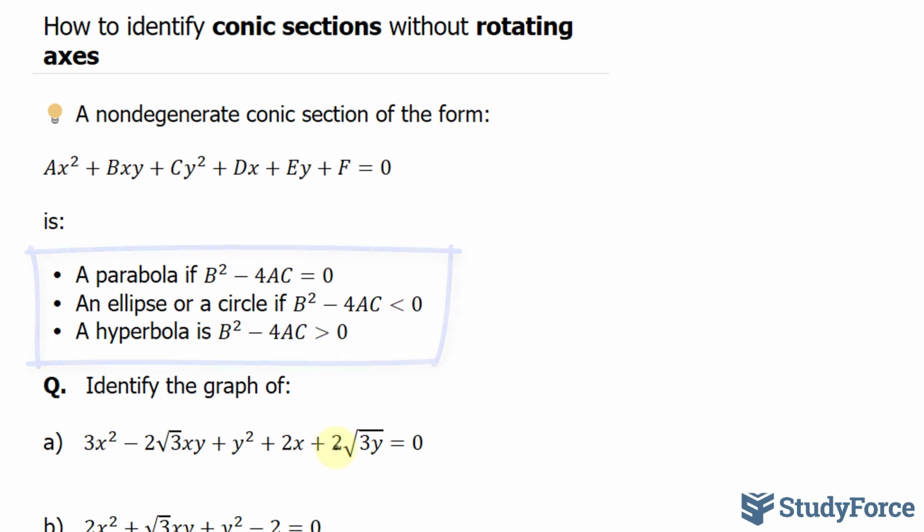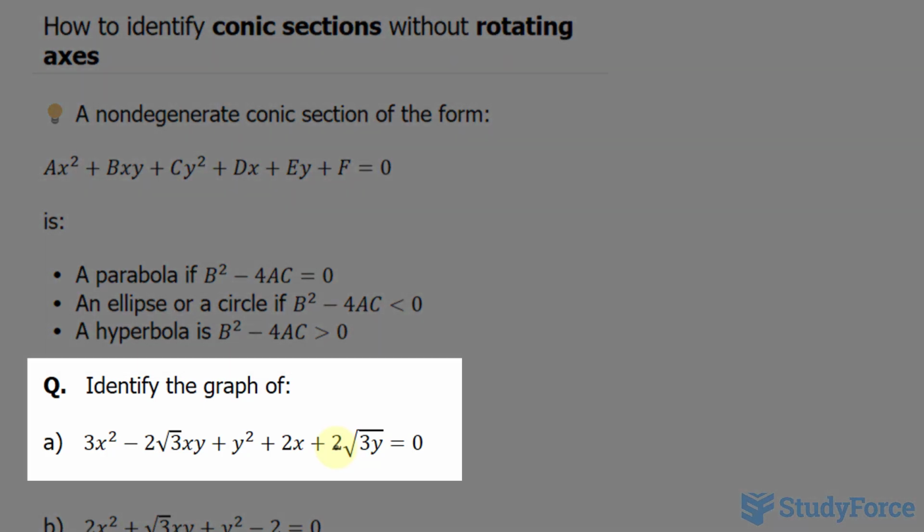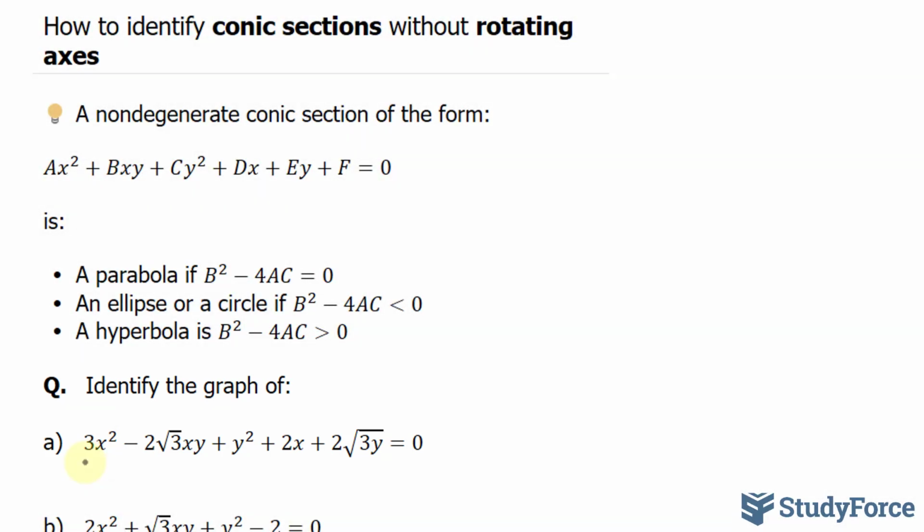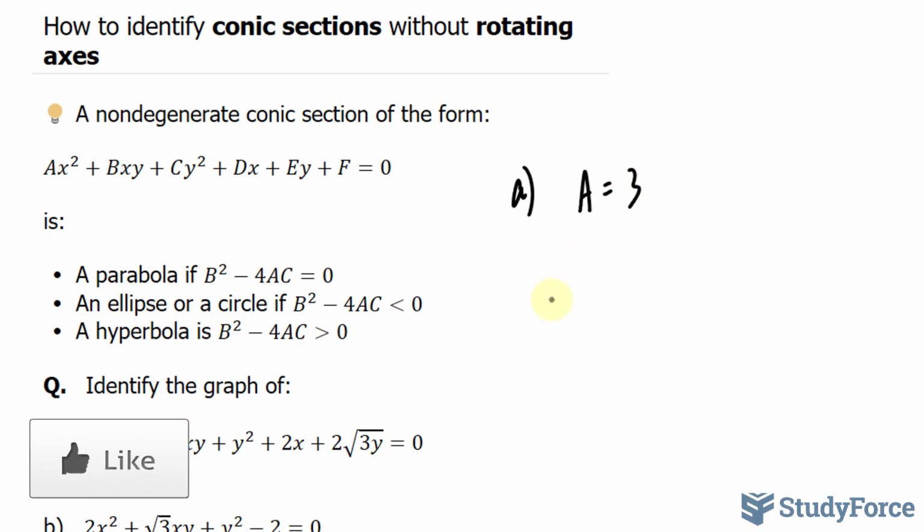That being said, in our question, we have to identify the graph of these two equations. So let's go ahead and identify what A, B, and C are. A represents the leading coefficient of x squared. For us, that's 3. So I'll say capital A is 3. Let's find out what B is.